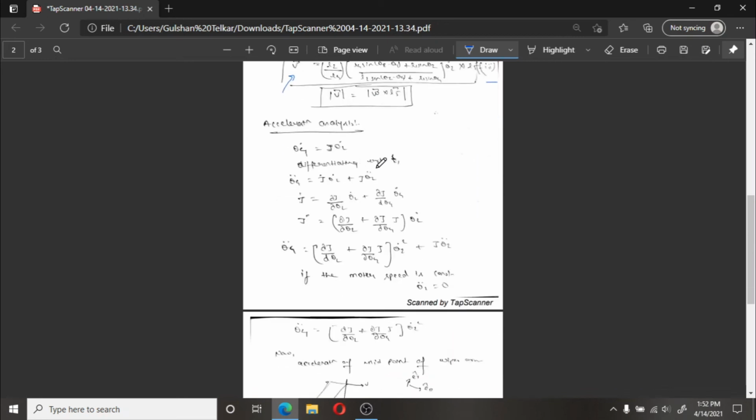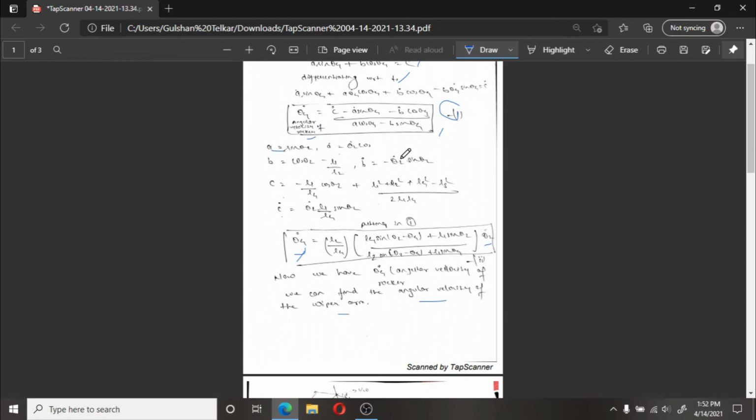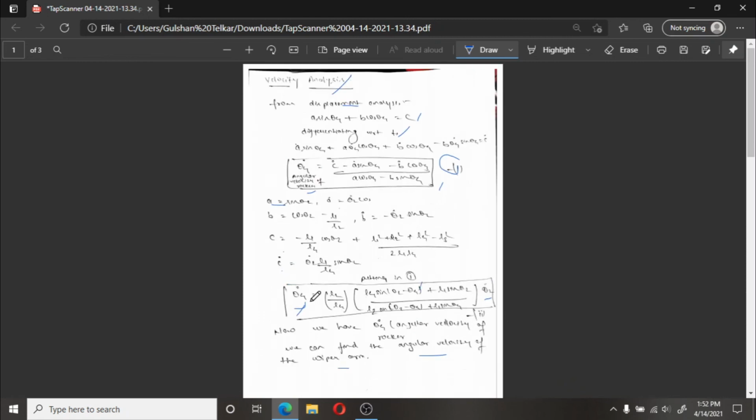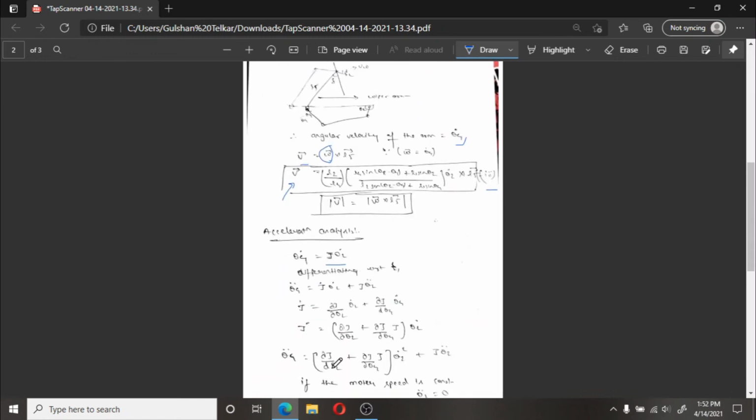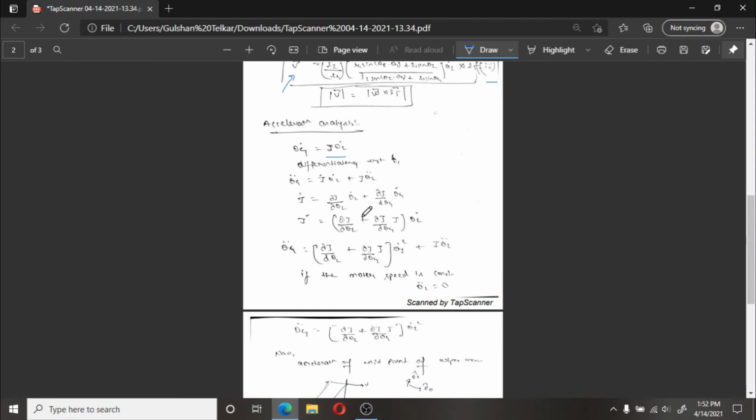Now let's jump into the acceleration analysis. We have this expression between the angular velocity of rocker and the angular velocity of crank. We can also write this equation in Jacobian form, which is written here. For getting the acceleration, we have to differentiate with respect to time. After solving these equations, we get this equation.